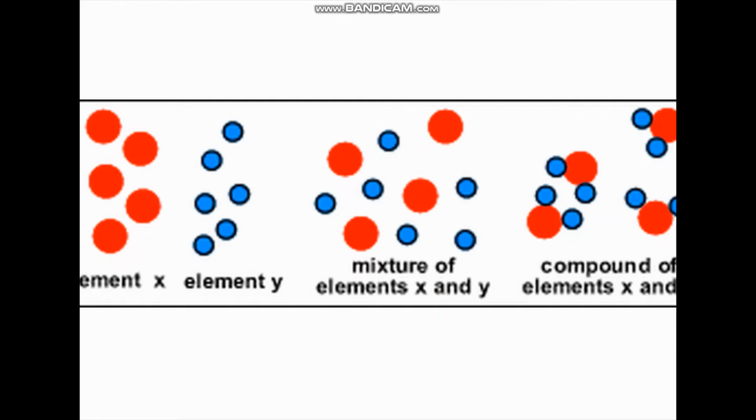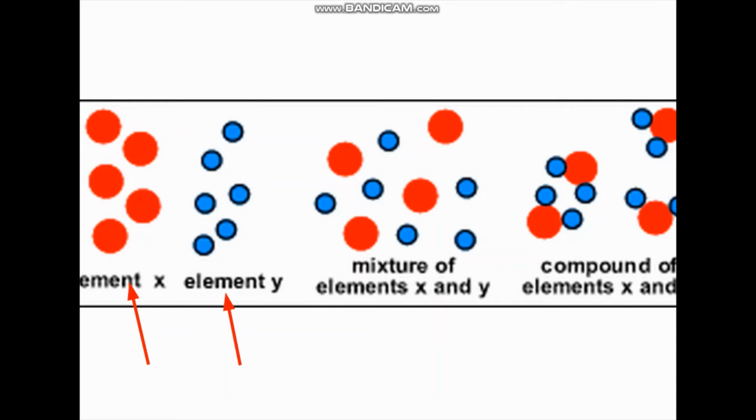To understand the concept of elements and compounds better, look at this picture. In the first picture, we can see there are two atoms. One is of red color and one is of blue color. So these atoms make two elements. They are calling them element Y and element X.